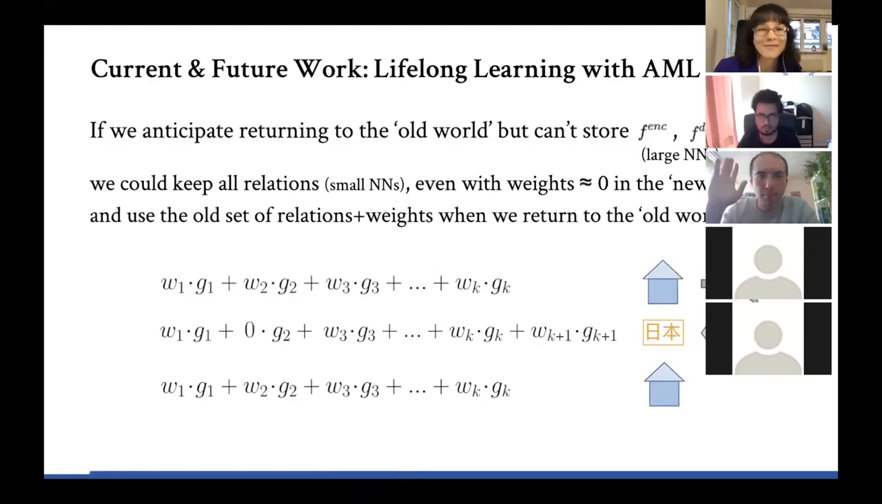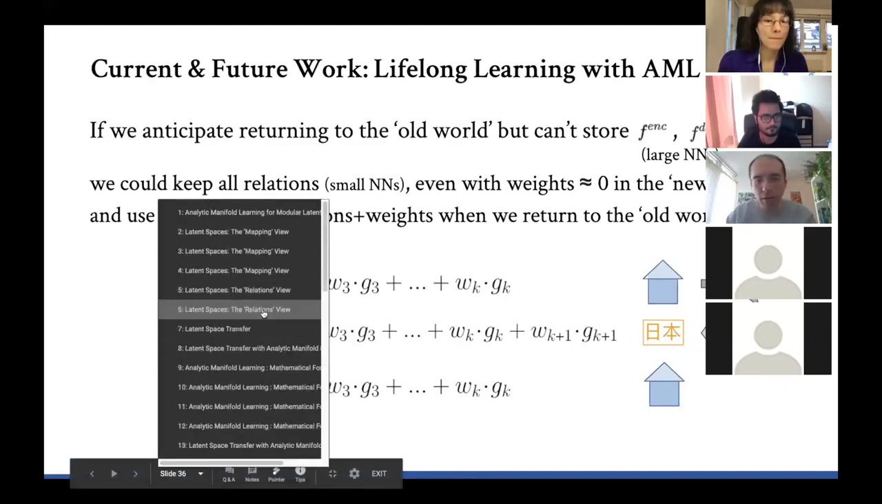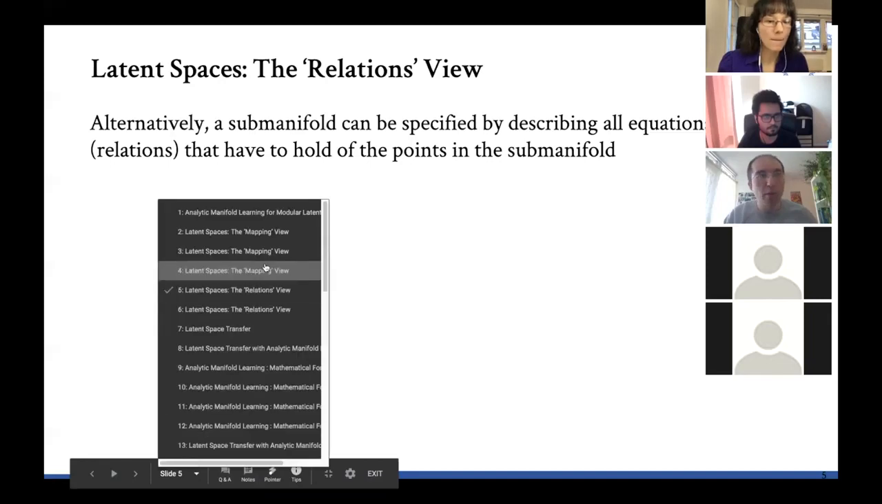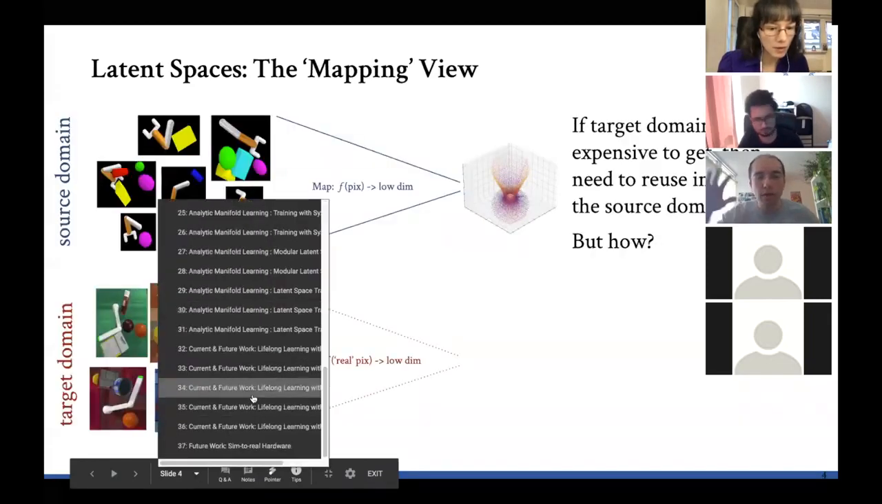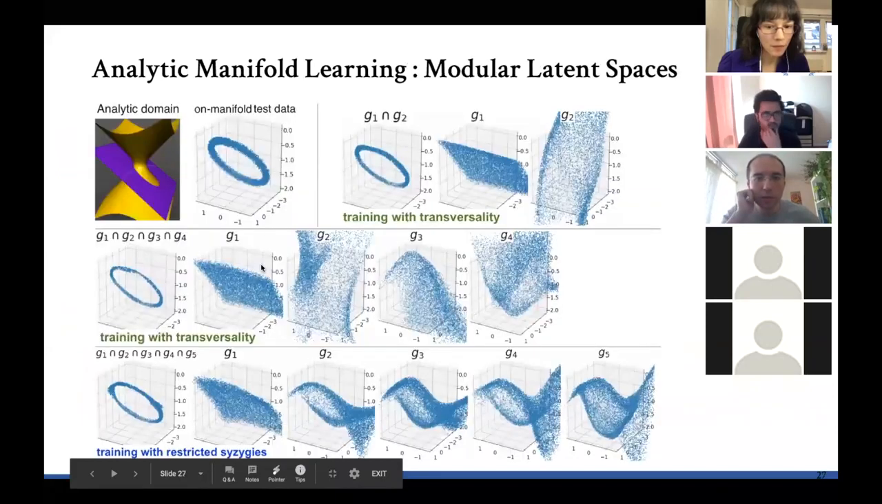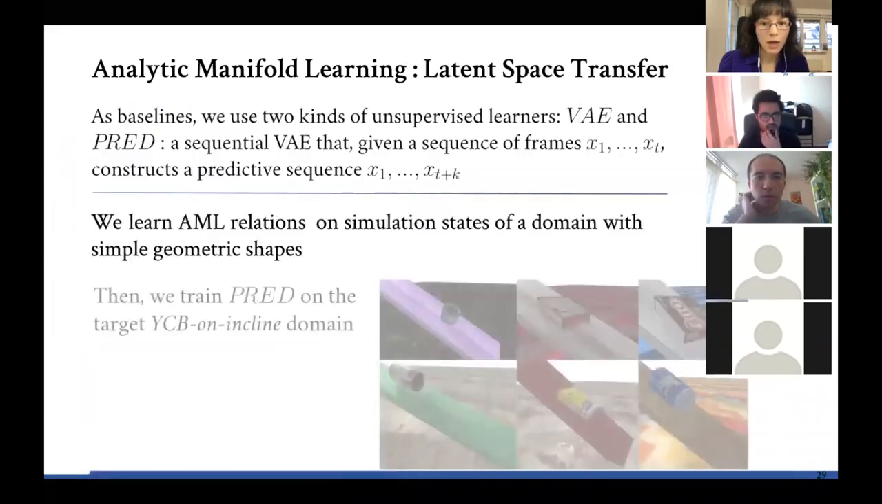More questions? Yes. So what about viewpoint variations? Viewpoint variations, can you say more? Yeah, so you showed a sim-to-sim scenario where things were rolling down a tilted plane. If I were to look at that from a different viewpoint, would the learned relations still be useful?